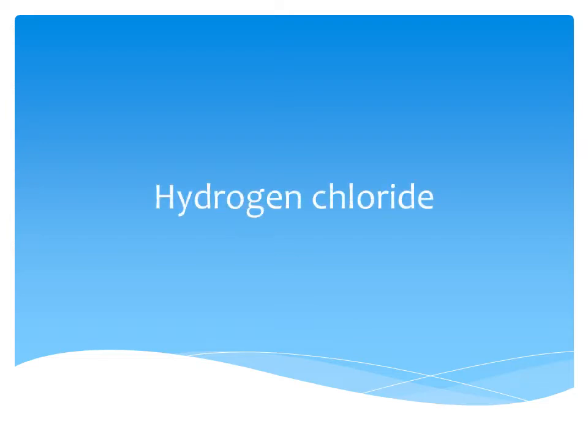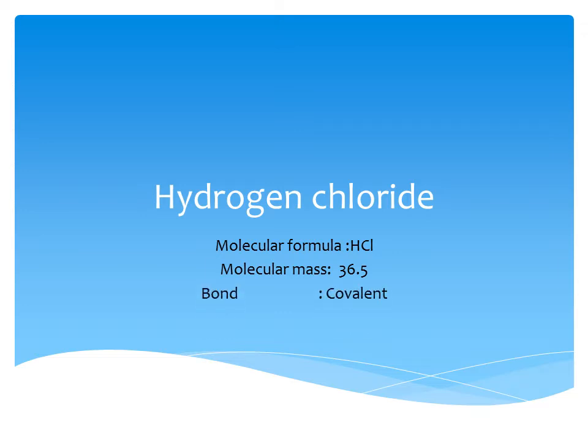Let us start a new lesson today. The topic is hydrogen chloride. Let us see the molecular formula of hydrogen chloride. It is HCl. Molecular mass is 36.5 AMU and the bond present in HCl molecule is covalent.